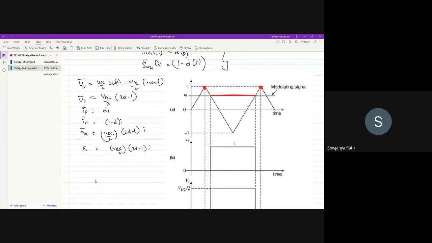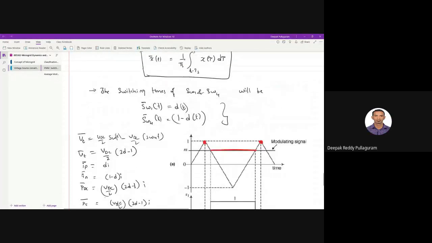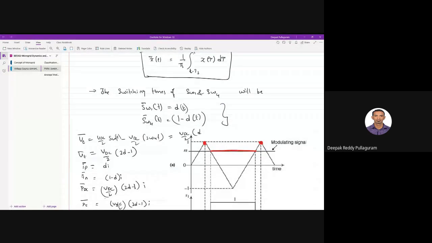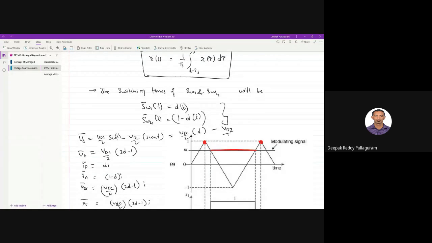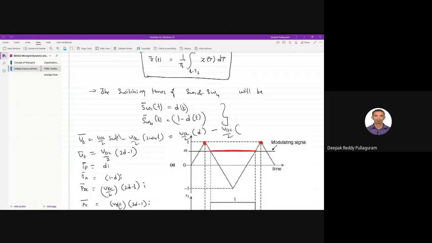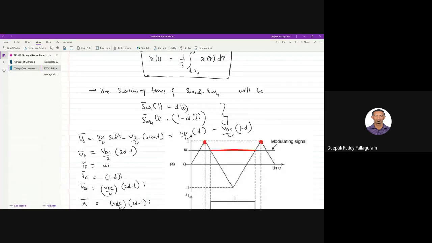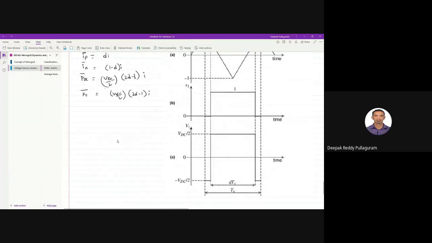So can you please explain the 2D minus 1? In the VT expression, substitute it, it's simple. VDC by 2 D of t. I'm not writing D of t because inherently it's a function of t. Minus VDC by 2 into (1 minus D). Minus into minus, okay, got it. It's a simple expression. So P loss will be 0. Anyways, we know that, we assume a lossless system. So this is what you get. Is that clear?